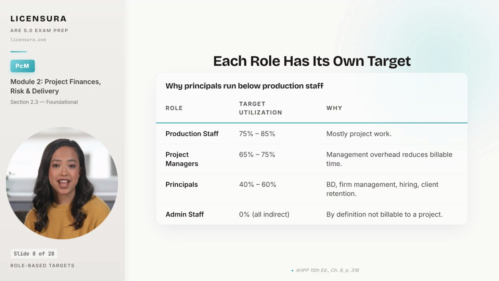A principal at 90% utilization is a principal who hasn't sold any new work this quarter, and the firm will feel that absence next year. Admin staff are 0% by definition. Their entire role lives in overhead. Build the firm-wide average from the mix of roles you actually have, and the 65% floor makes sense. Which brings up the single biggest misconception about utilization. Higher is not always better.